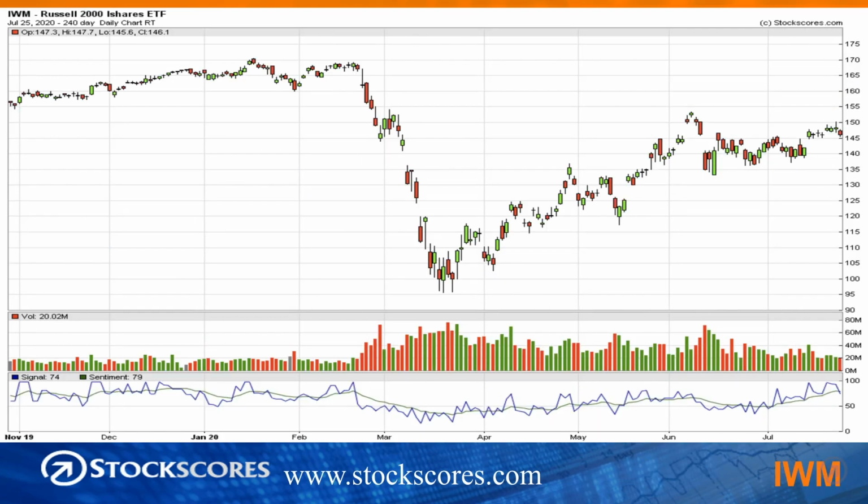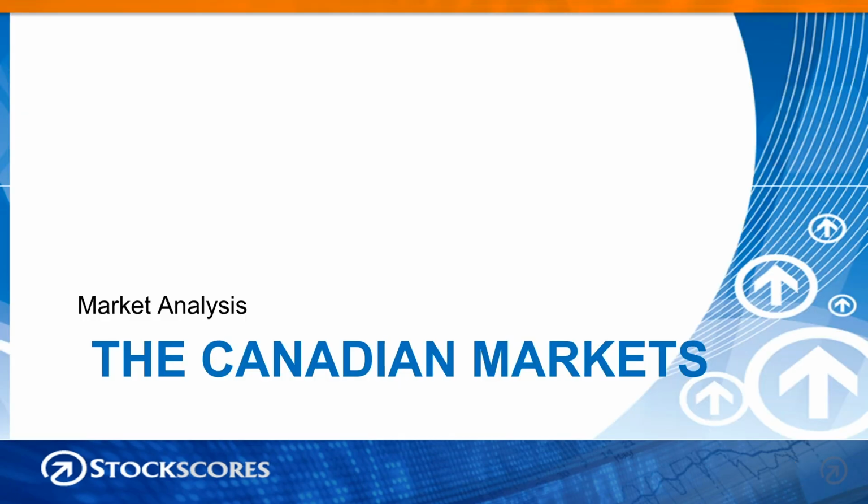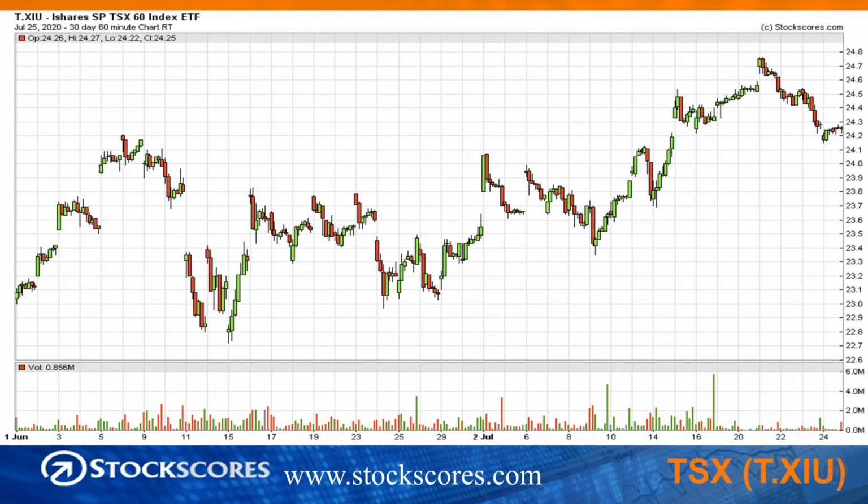Looking at the Russell 2000, you can see that it broke out of that pennant pattern. We talked about that last week. We've kind of been waffling sideways since then. Support right now is down around here. As long as the small cap stock index, the IWM, does not move down through that floor, I would remain fairly optimistic. On to the Canadian markets, and here you have a chart of the TSX. Let's draw some lines.